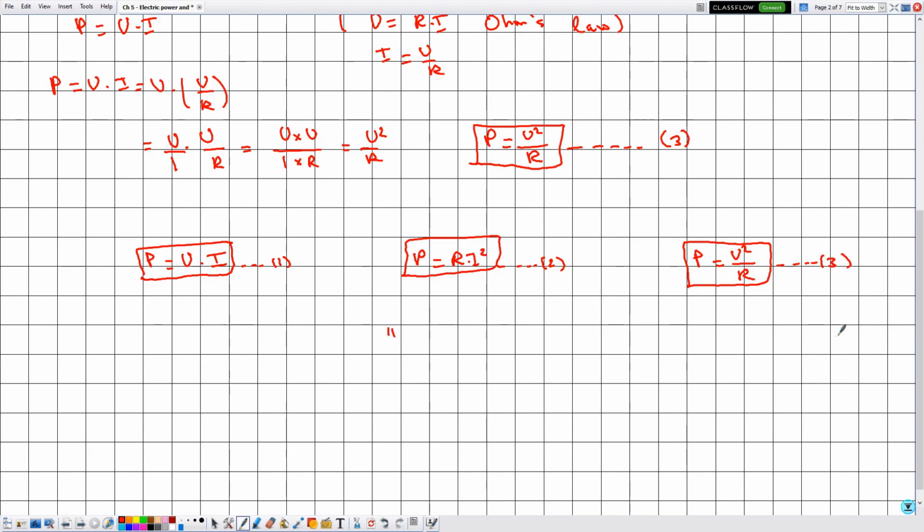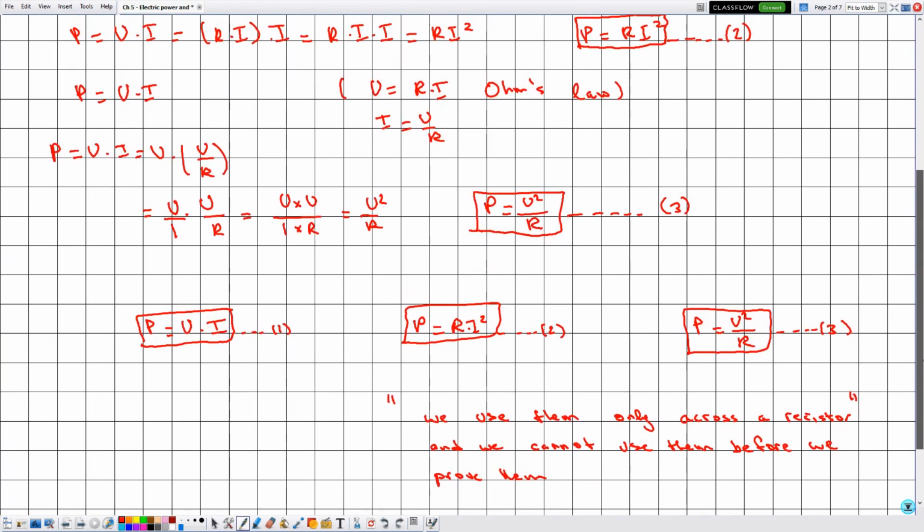So these two, we use them only across a resistor, and we cannot use them before we prove them, as we shall see later in the coming exercises.